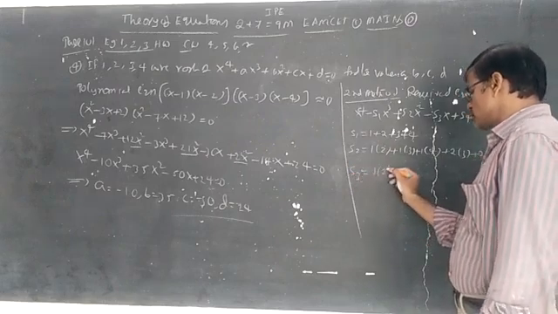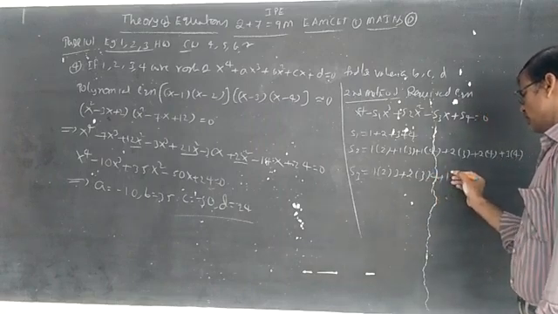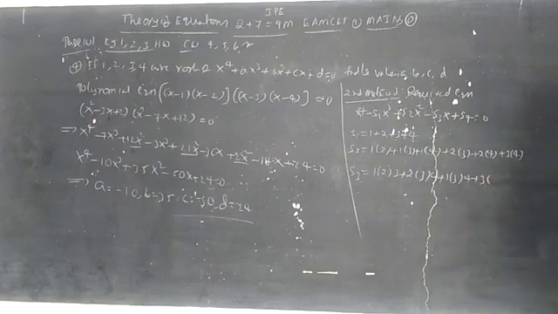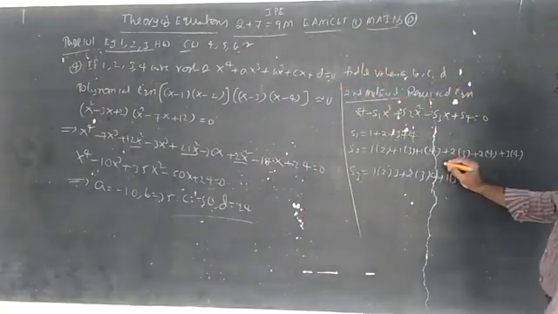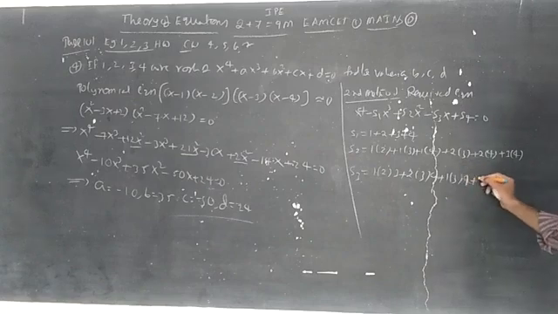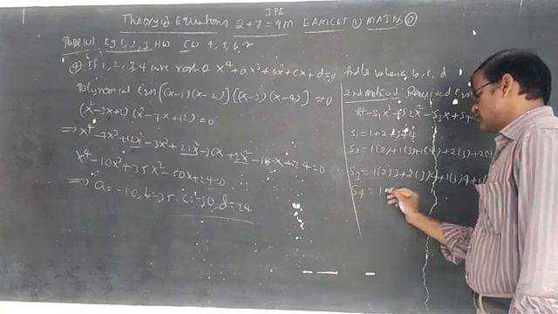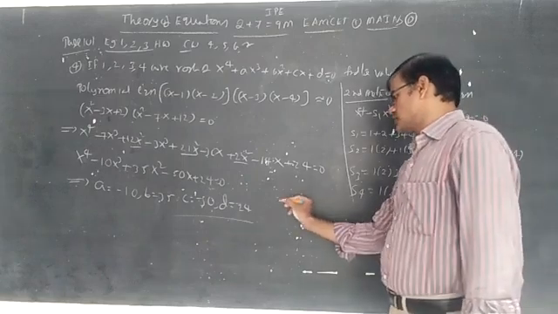S3 means 1 into 2 into 3 plus 2 into 3 into 4 plus 1 into 3 into 4 plus 1 into 2 into 4. The others, like 3 into 4 into 2, 3 into 4 into 1 and 3 into 2 into 4, are also already covered. Next, S4 means 1 into 2 into 3 into 4.